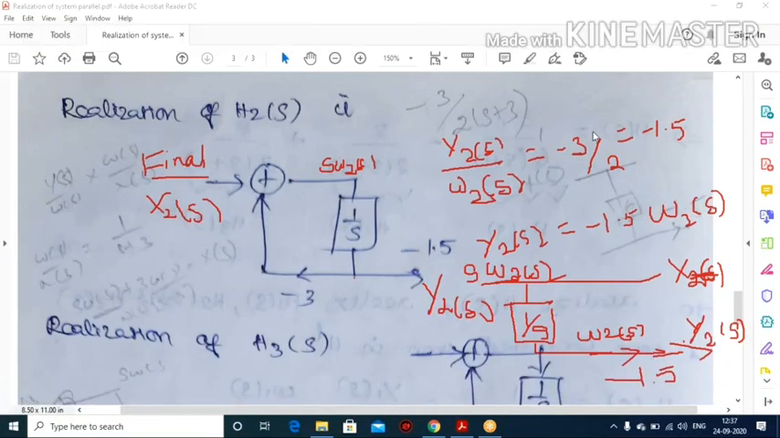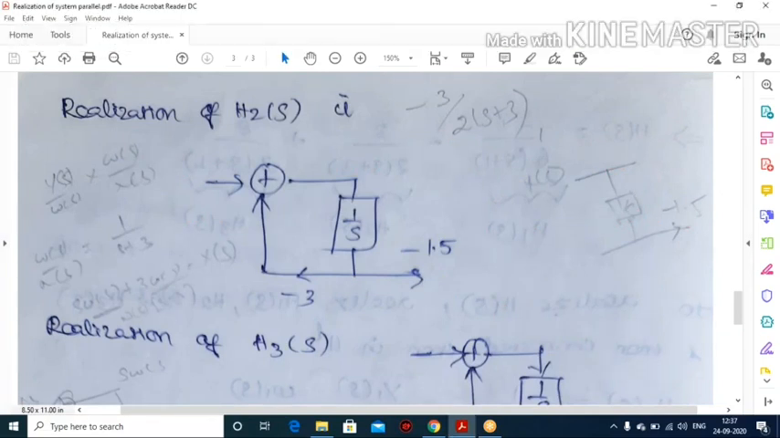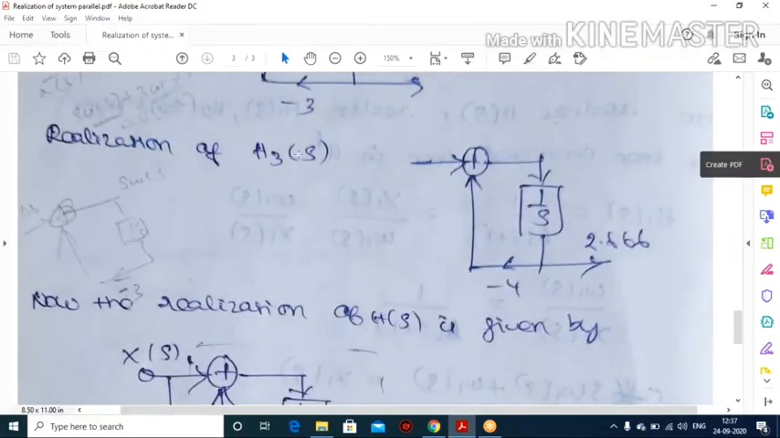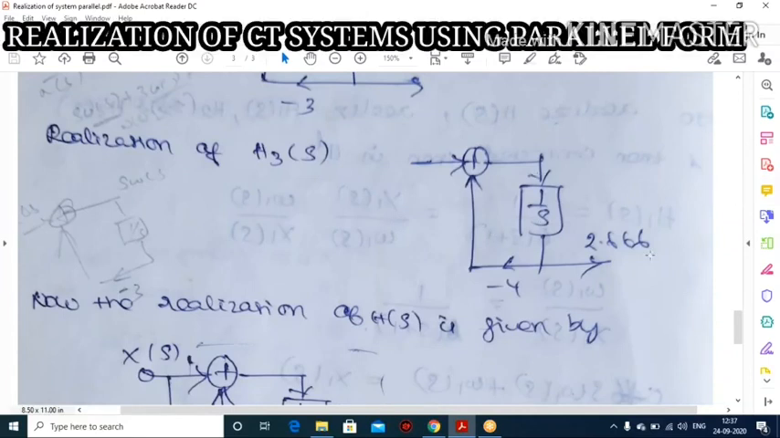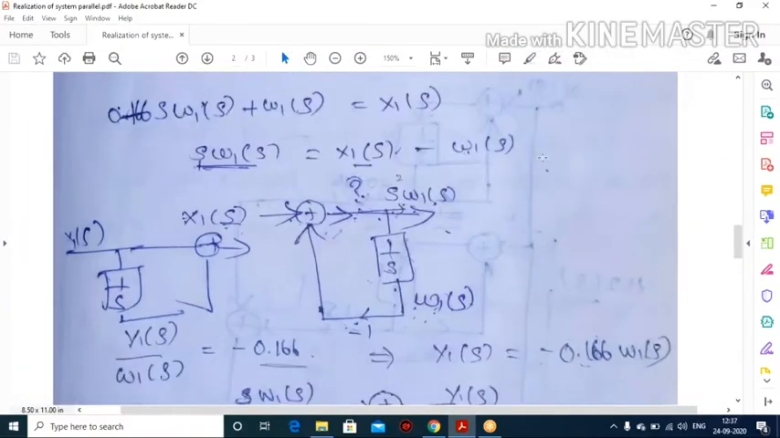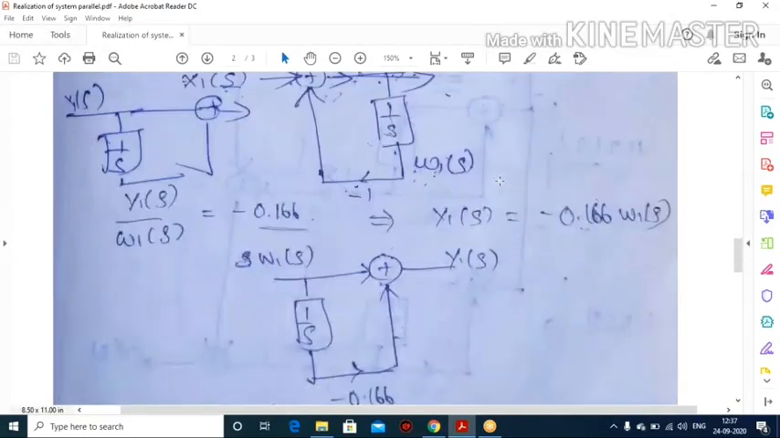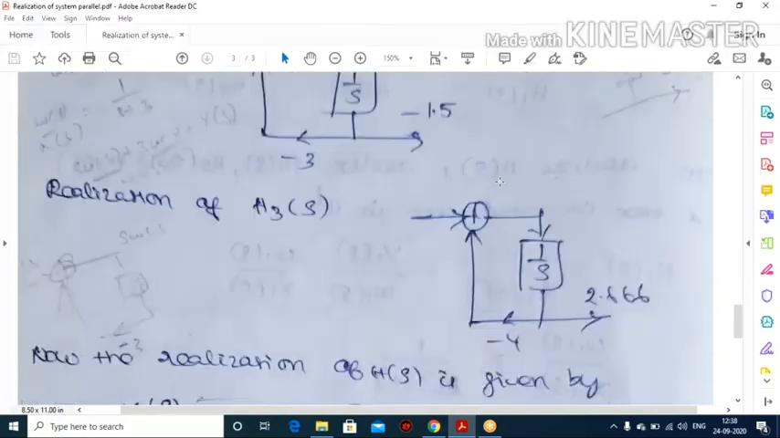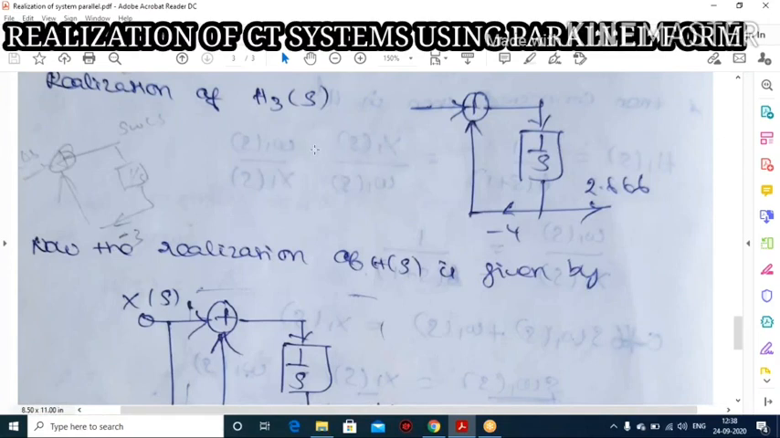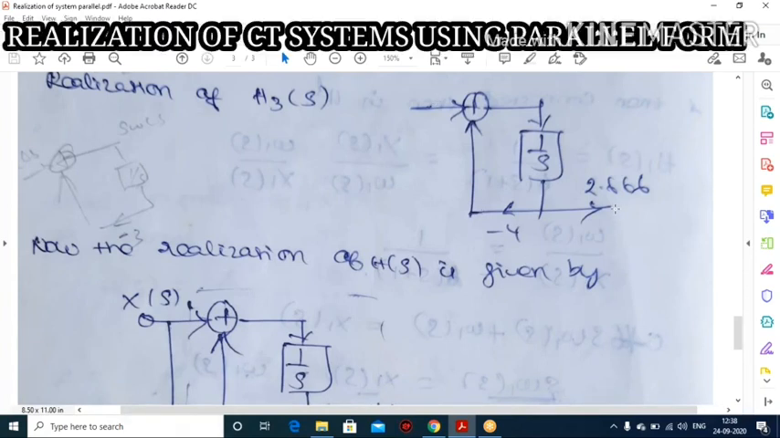So this is how you have to follow the realization structure for each subtransfer function. Similarly for realization of H3 of s, I draw it here also. So H3 of s is what? H3 is 8 by 3 into 1 by s plus 4. So 1 by s plus 4 is w2 of s divided by x2 of s, which is equal to 1 by s plus 4. So for this you get a diagram like this, and right hand side 1 by 4.